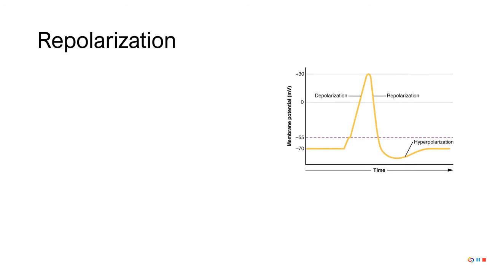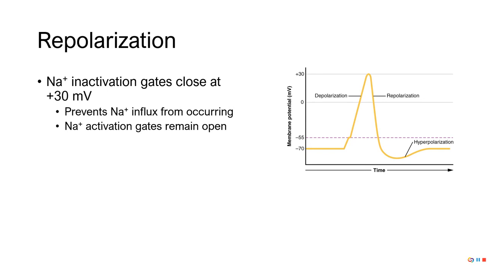Now, the end of depolarization occurs at plus 30 millivolts when the sodium inactivation gates close. Although the activation gates remain open, sodium is unable to enter the cell through these voltage-gated channels because the sodium inactivation gates are closed. Remember, leak channels are always open, so sodium is constantly going in through those channels.